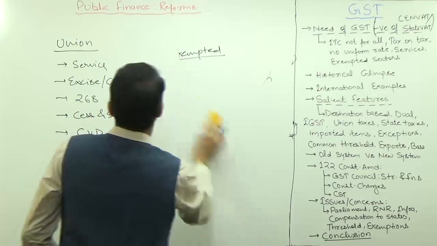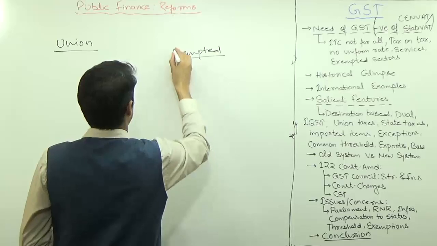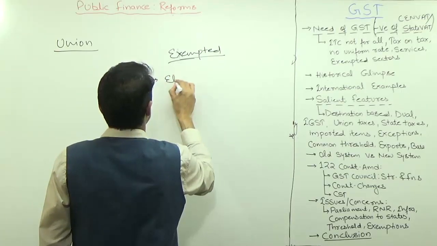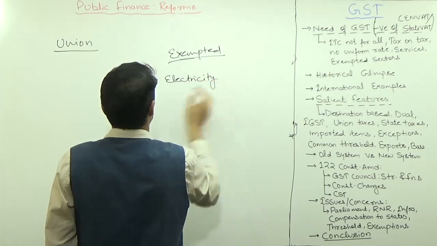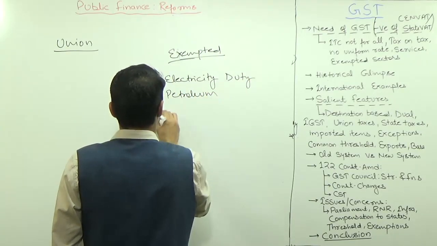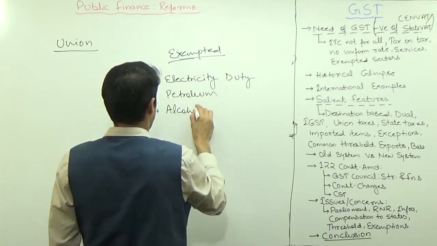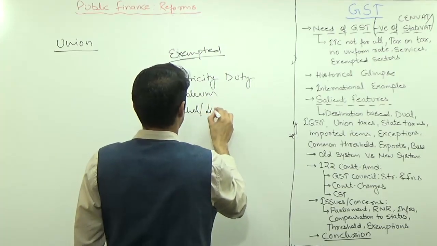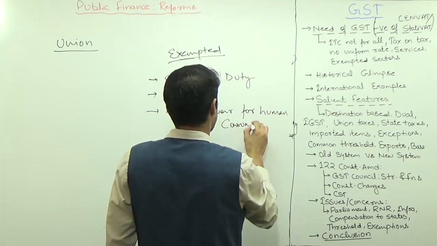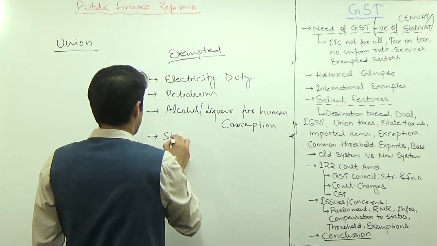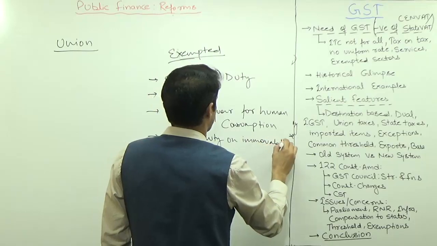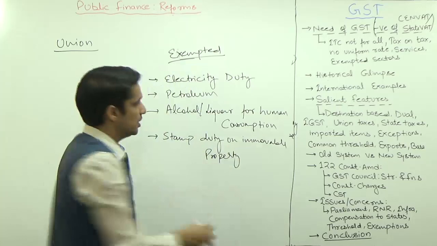Similarly, in case of state government, I'll discuss the exemption. First one is on electricity duty, which is being levied by the state. Then we have the petrol, and then alcohol or liquor for human consumption, only for human consumption. And then we have stamp duty on immovable property. So these things will be exempted.